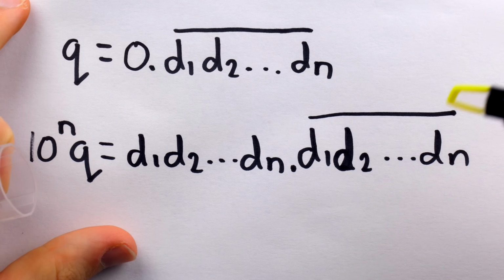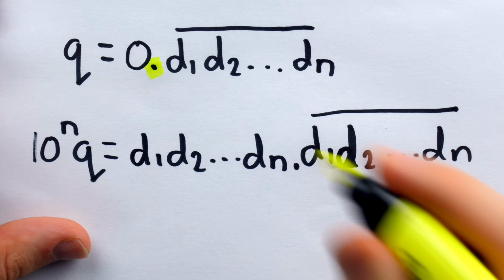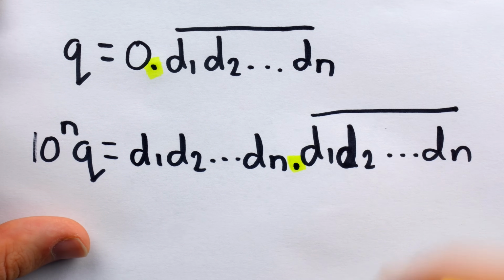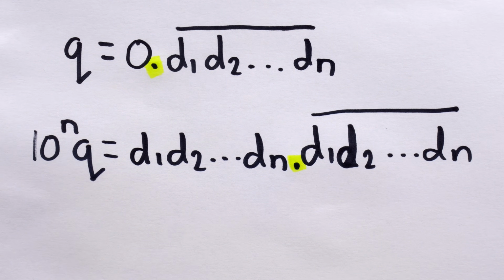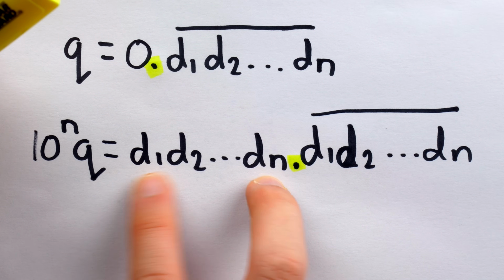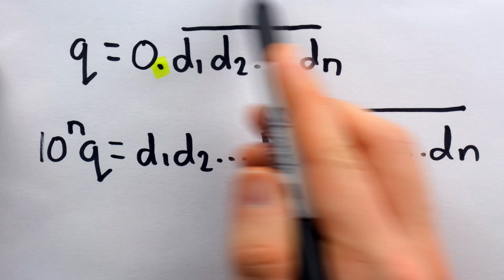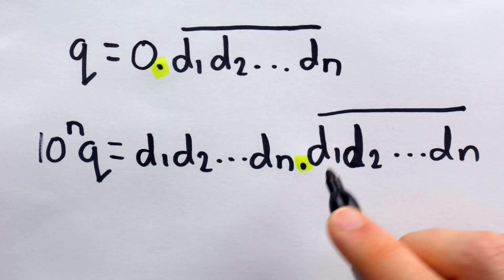Just to try to avoid confusion, let me highlight the dots that are decimal points. That's a decimal point, and this is a decimal point. So after we multiply by 10 to the n, this whole pattern is now occurring to the left of the decimal point, but of course it continues infinitely also to the right of the decimal point. Now we just subtract the top equation from the bottom equation.